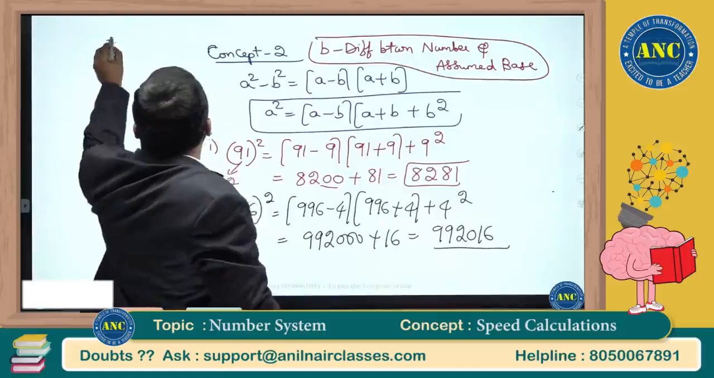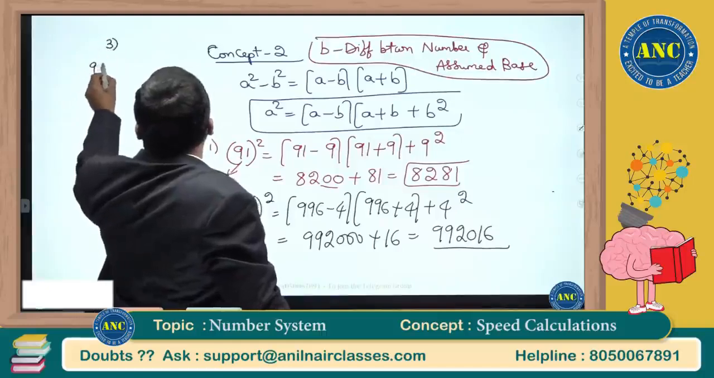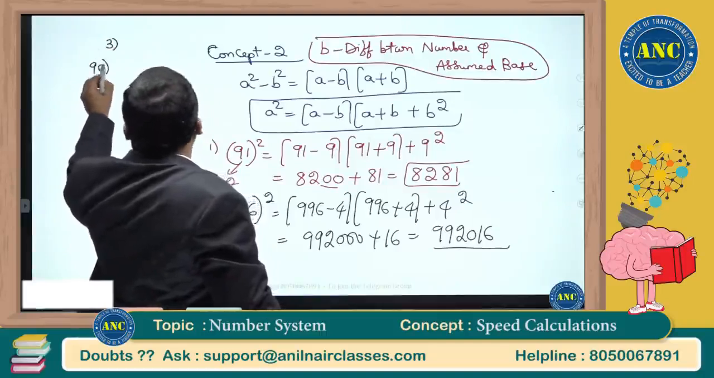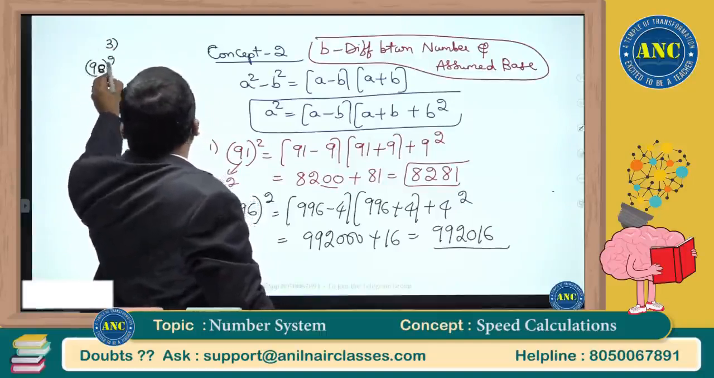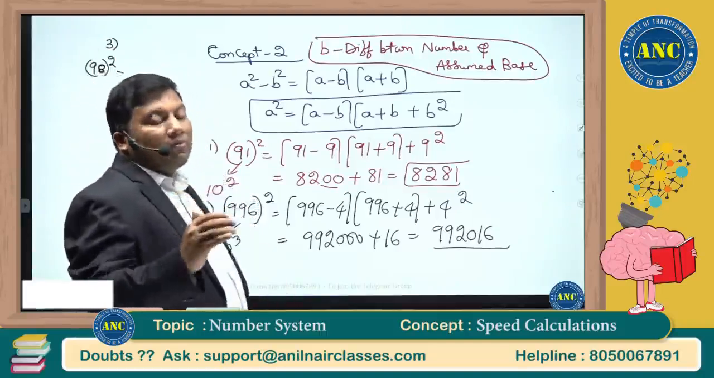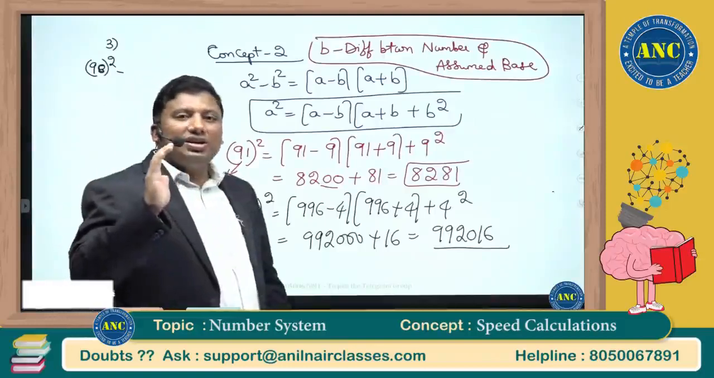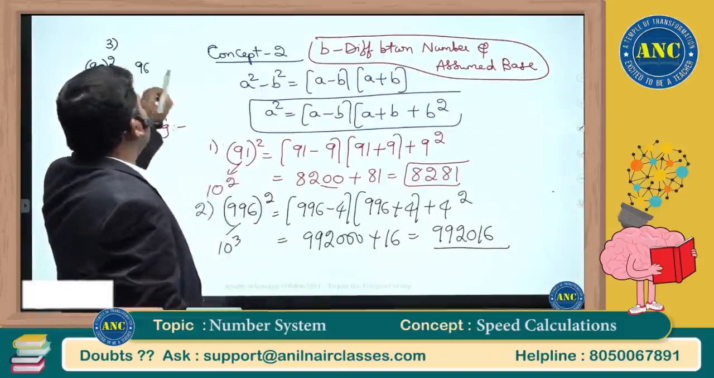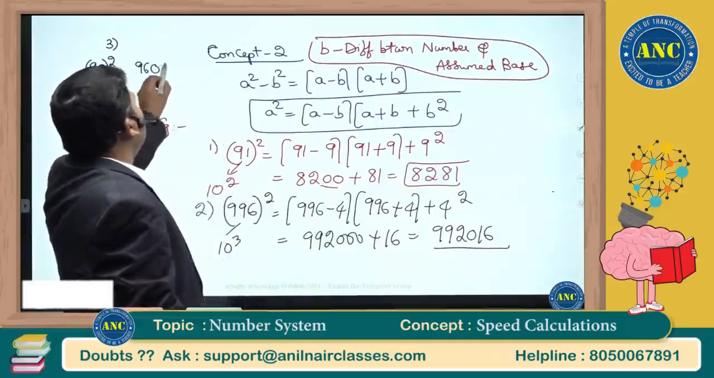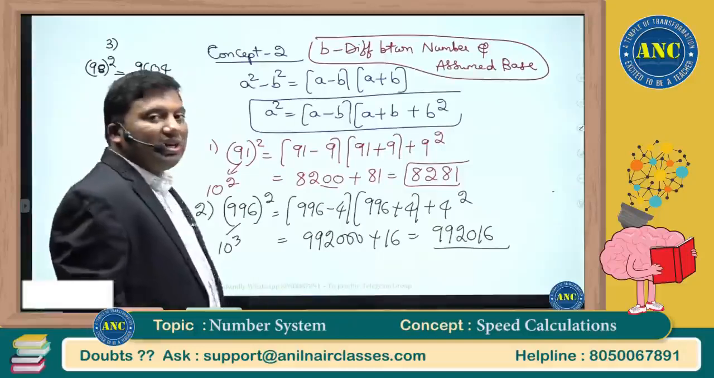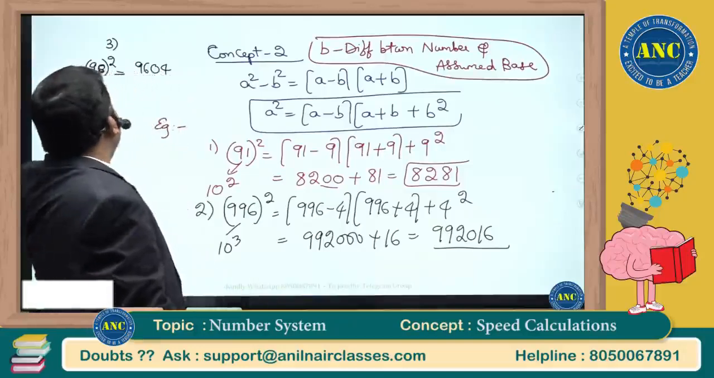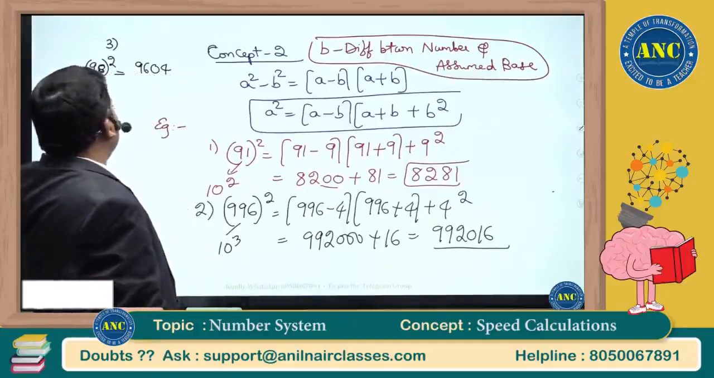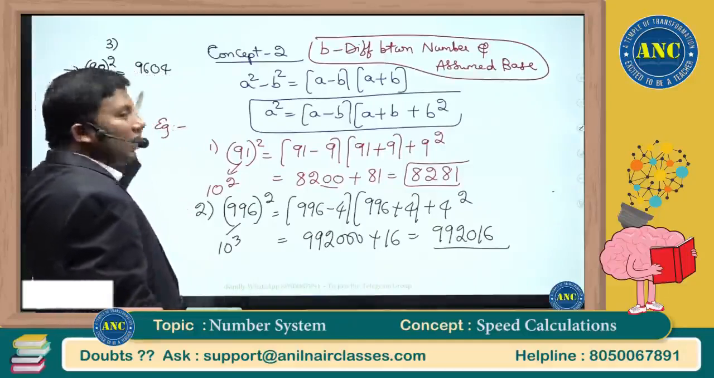Third one, please drop your pens. Try to say this answer orally. 98 whole square, let us do. 98 square. Step number 1. Just look at me. 98 is nearer to 100. 98 minus 2, 96. 100 is 2 zeros. 2 square is 4. In a 2 digit it is 04. So the answer is 9604.